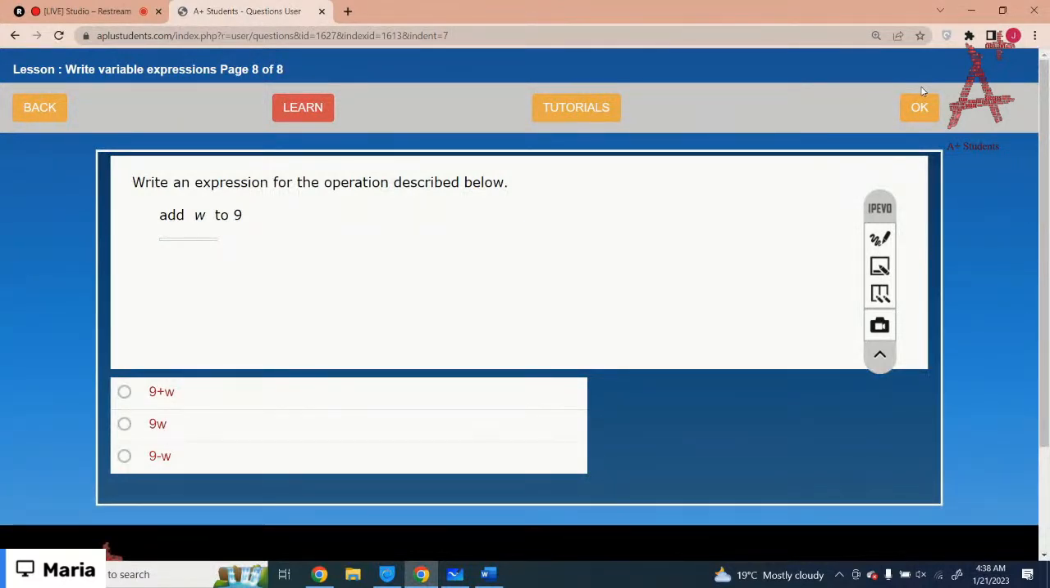Okay, write an expression for the operation described below. Add w to 9. So which is the correct option? You have to add w to 9. So it would be option number 1. Got it?